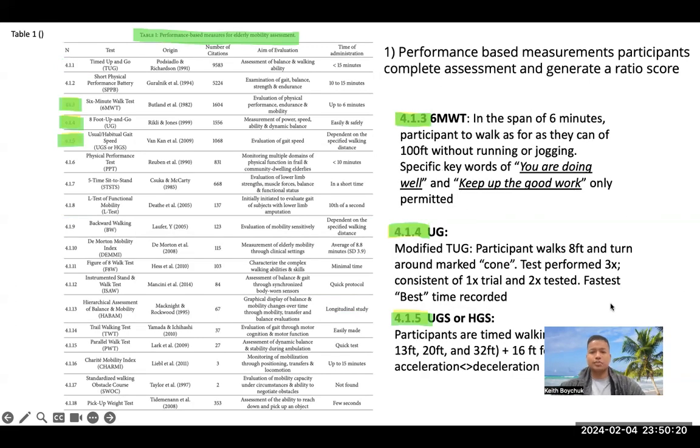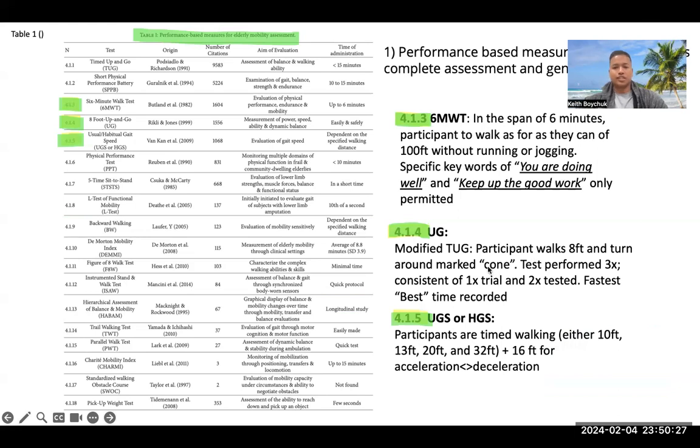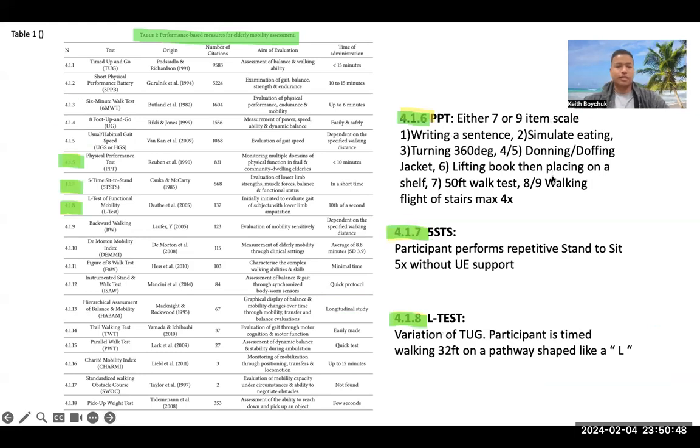6-minute walking test, pretty self-explanatory: walk for 6 minutes within a particular distance. Up and Go test is a modified TUG test. And then the usual habitual gait speed. This one's interesting. You technically need a standard distance of 10, 13, 20, or 32 feet, and then an additional 16 feet for acceleration and deceleration for the participants.